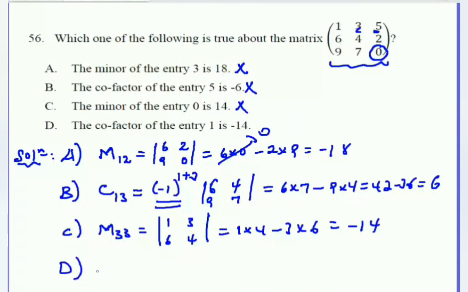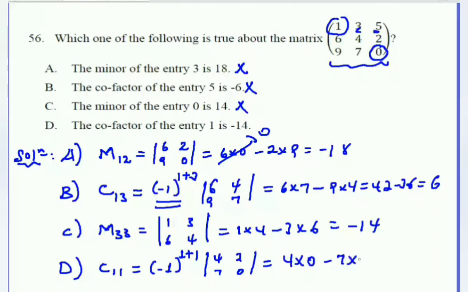Let's check for D. The cofactor of the entry 1. Where is the entry 1? 1 is here. So the cofactor of the entry 1 is denoted by C11, which is given as minus 1 to the power of 1 plus 1, which is 1 itself. And avoiding the first column and the first row, you will get 4, 2, 7, 0. So this is exactly 4 times 0 minus 7 times 2. This is 0. Minus 7 times 2 is minus 14. Therefore, the cofactor of the entry 1 is minus 14. Therefore, this is the correct statement about this matrix.